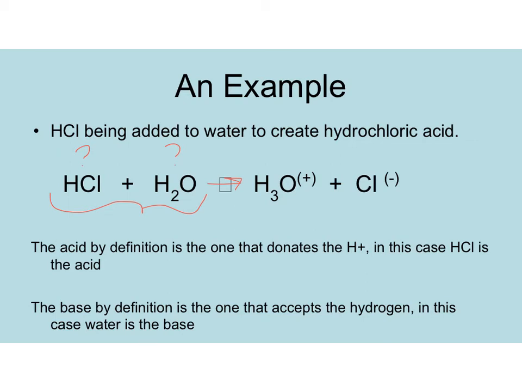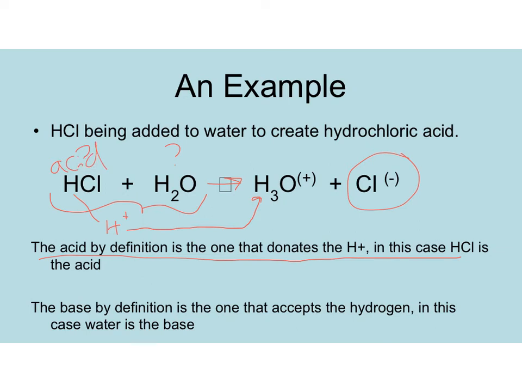On the left-hand side, either HCl is going to be an acid or a base, and water is either going to be an acid or a base. Well, we know by definition, an acid is the one that donates the H+. In this case, if you look over here, the chlorine is not attached to the H anymore. What has happened is this H has come off and joined with water to make a hydronium compound, or H3O. Since HCl has donated the H+, we call this the acid, because the H+ came off of it.